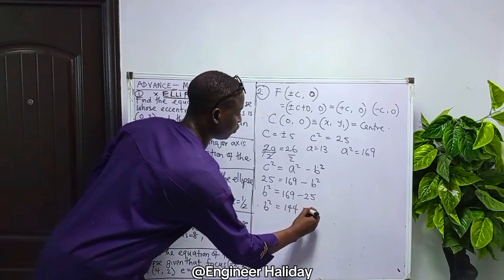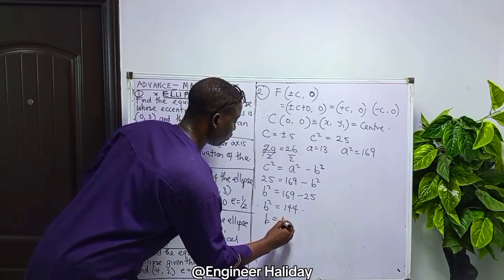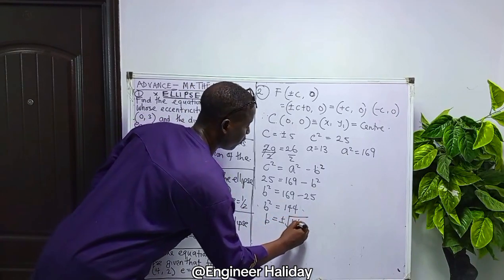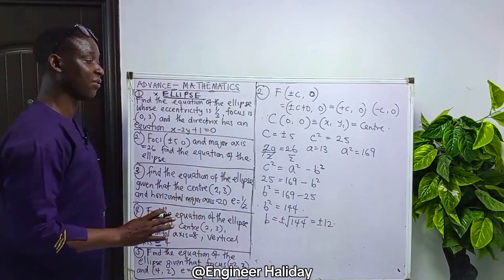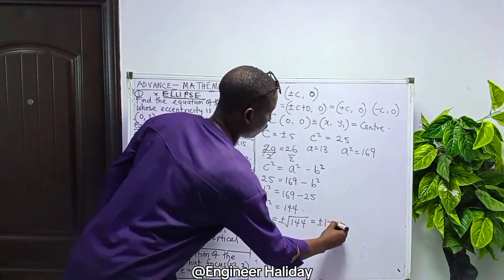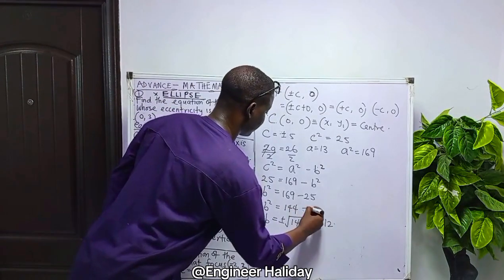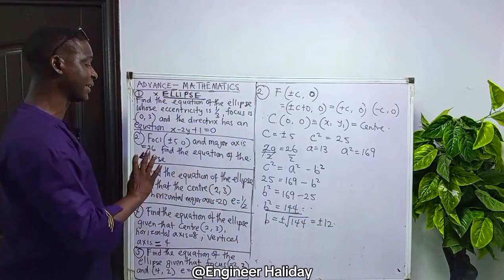So B squared equals 144. That means B is equal to plus or minus the square root of 144, which will give us plus or minus 12. So that is our B. So I have gotten our B, as B squared is 144. Take note of this here. So we can now get our equation.